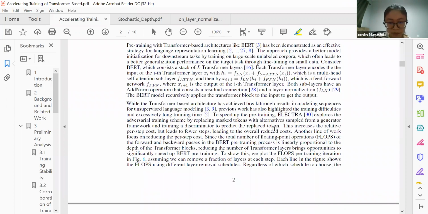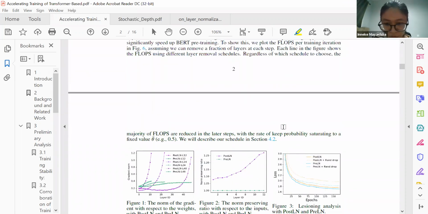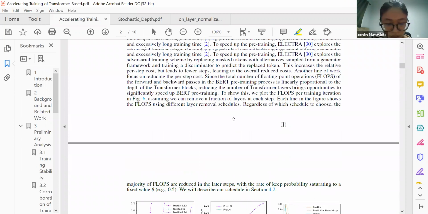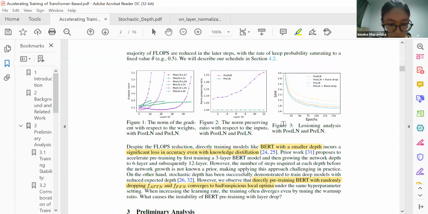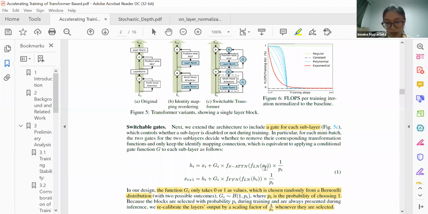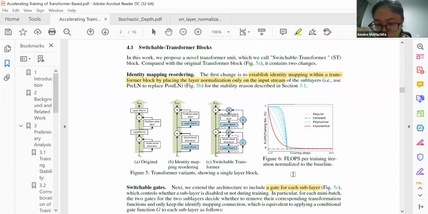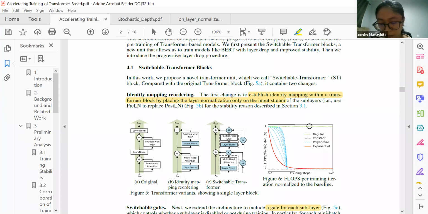Okay, so for the next part of the paper, I think it's better for us to just look at the image, in Figure 6. Here we see the number of floating point operations per training iteration, normalized to the baseline. Along the training steps, so in the temporal dimension, we can see that we can optimize the training in the later time compared to the earlier time. So this is the basis of the temporal schedule that they mention in this paper.